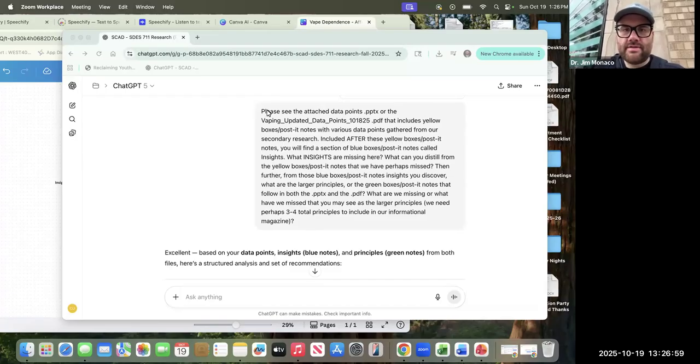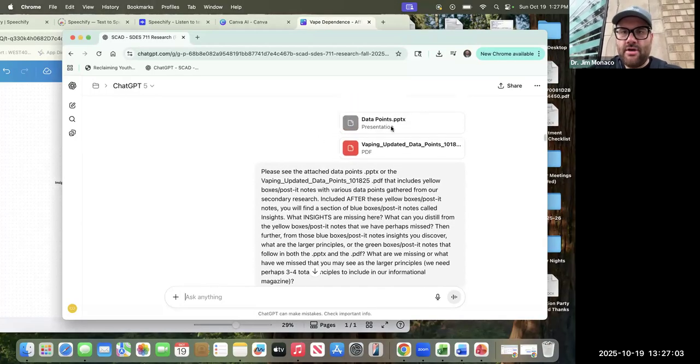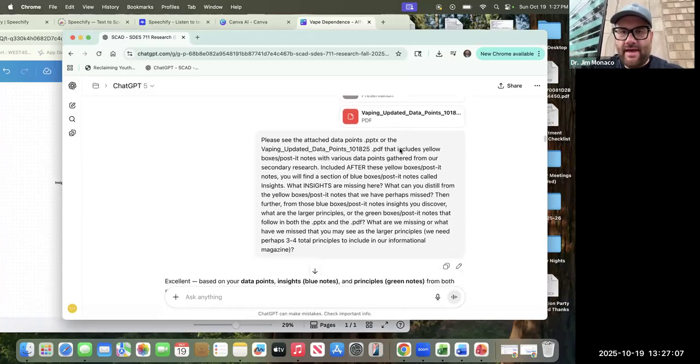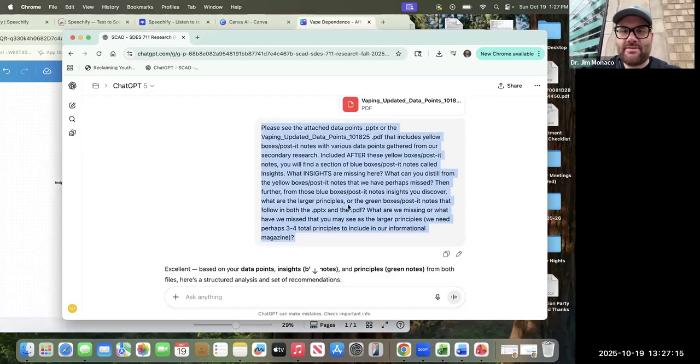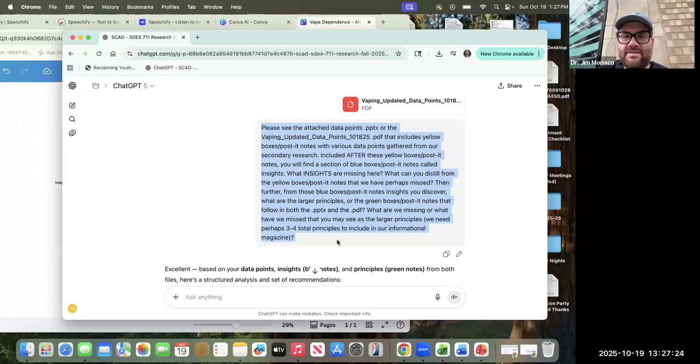So you could see here, this was the prompt that I used. I also had attached our data points PowerPoint, and also a PDF of that just to make it possible to read. So as you can see here, I told AI to see the attachments, look at the various data points gathered from our secondary research. Included after these yellow boxes and post-its, you'll find a section of blue boxes, post-it notes called insights.